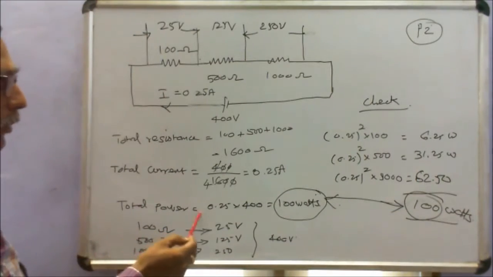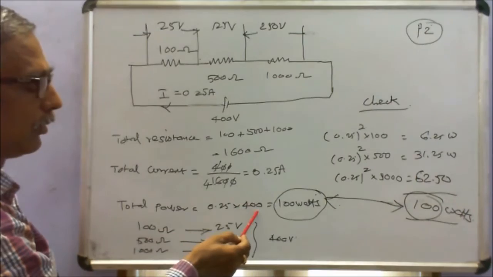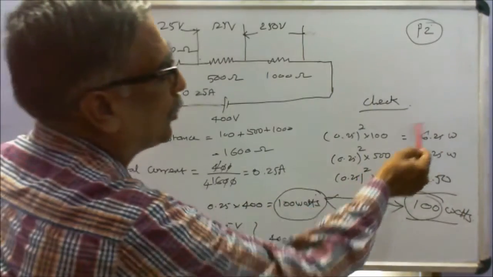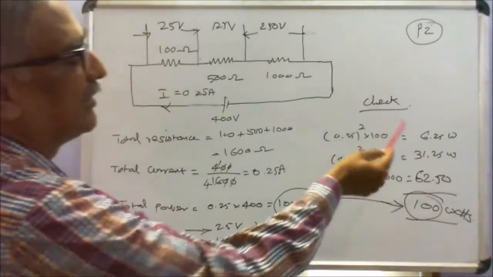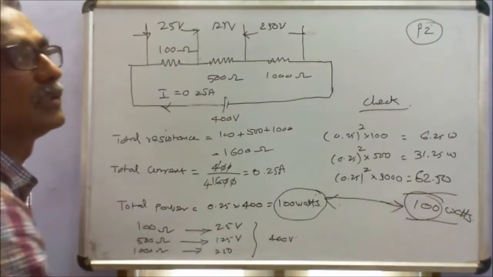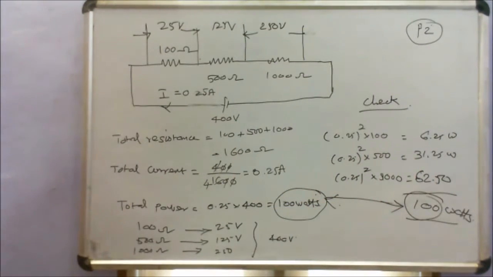So total power is equal to 0.25 into 400, or we can compute the individual power dissipation of each resistance. That will be equal. This is the second problem.